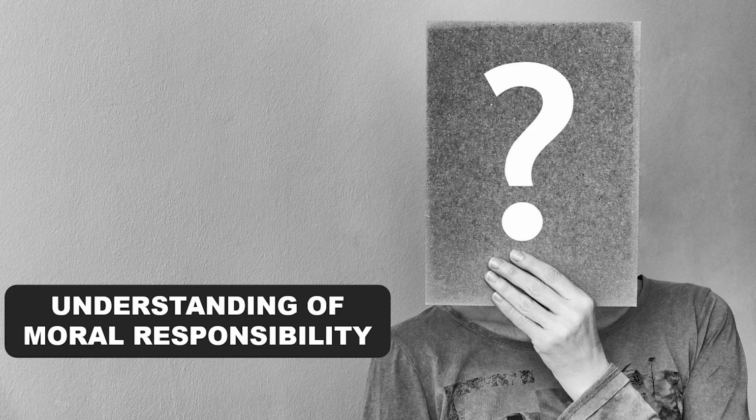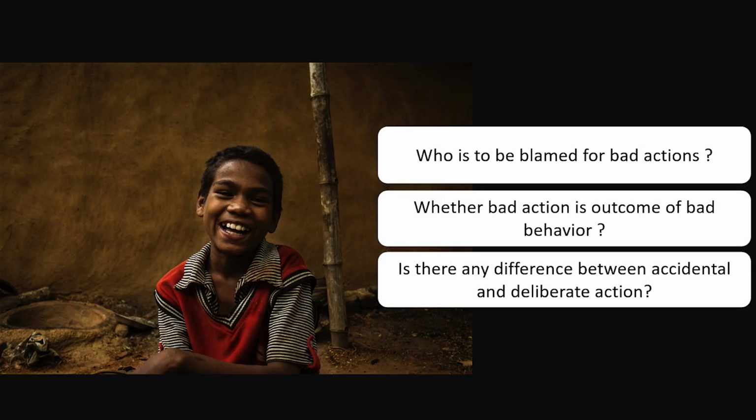Coming to the second aspect, that is, the understanding of moral responsibility, the question is, who is to blame for bad things? Whether the bad things are the outcome of any bad behavior. And then the last question is, does there exist any difference between accidental and deliberate wrongdoing? So these are the three questions.